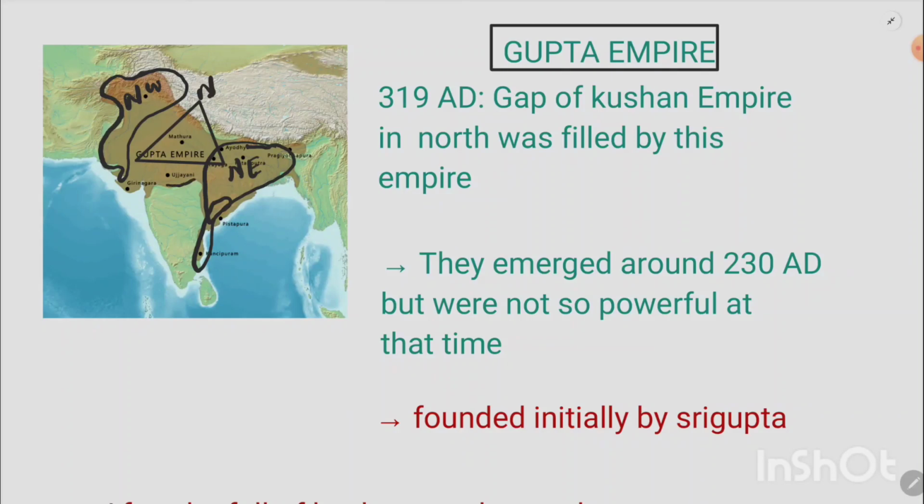So this was the area that was left, which includes the area of present-day Maharashtra and present-day Kerala. Without these areas, the entire India and northwest was controlled by the Gupta Empire.